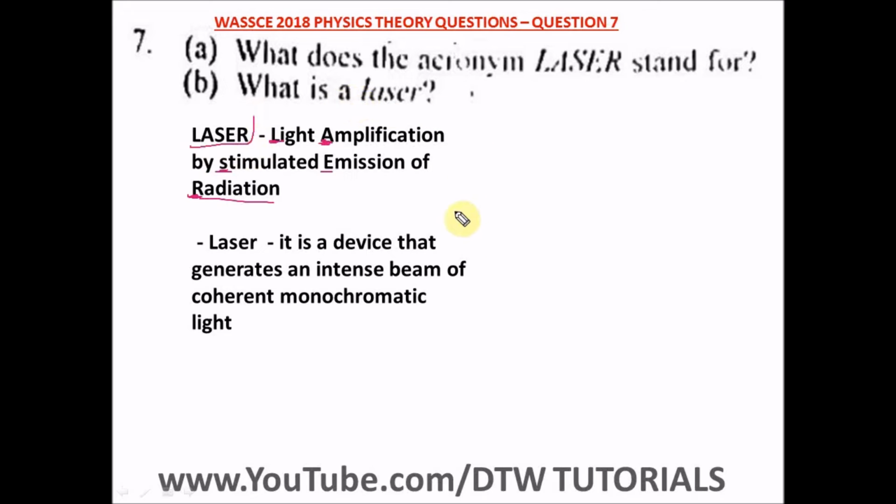And what is a laser? A laser is a device that generates an intense beam of coherent monochromatic light. Monochromatic light is light where the optical spectrum contains only a single optical frequency. I can't explain this in detail, but this is a laser. A laser is a device that generates an intense beam of coherent monochromatic light.